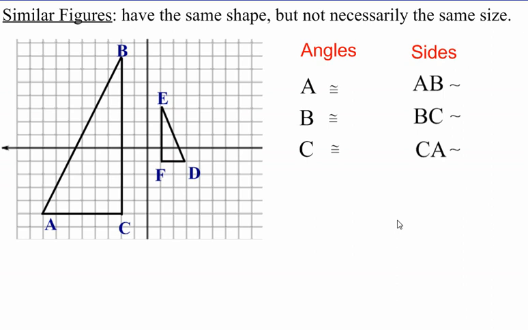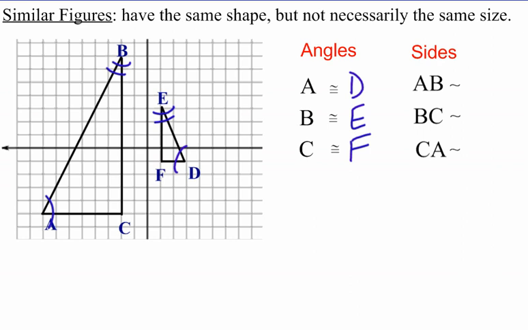Now angles, we talk about congruency because the angles have the exact same angle measurement. So when we look at angle A, and when we want to compare it to one of the angles on EDF, we recognize that angle A is congruent to angle D. We also recognize that angle B is congruent to angle E. And therefore that leaves angle C congruent to angle F.